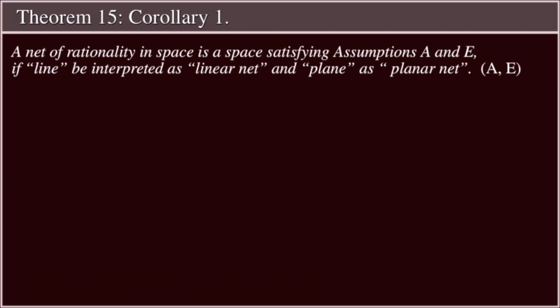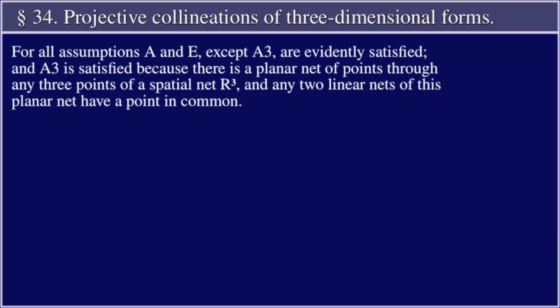Corollary 1. A net of rationality in space is a space satisfying assumptions A and E if line can be interpreted as linear net and plane as planar net. Assumptions A and E. For all assumptions A and E except A3 are evidently satisfied, and A3 is satisfied because there is a planar net of points through any 3 points of a spatial net R cubed, and any 2 linear nets of this planar net have a point in common.